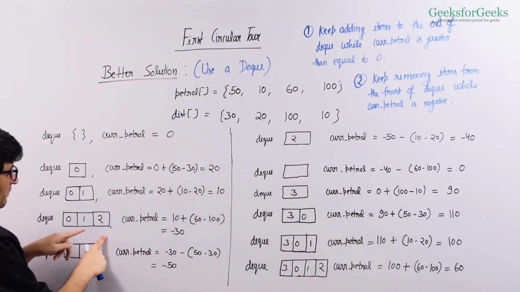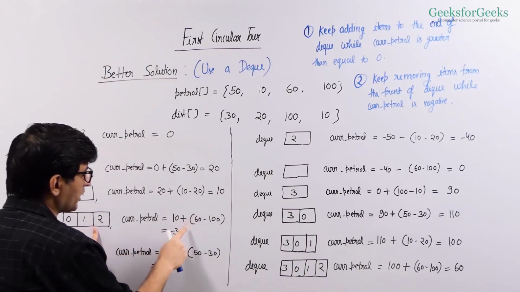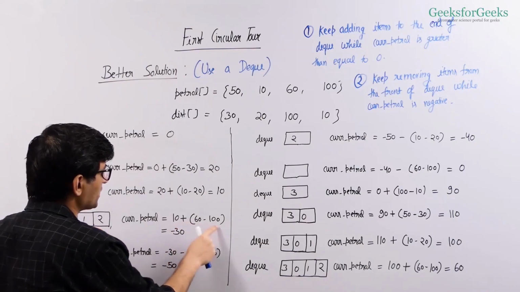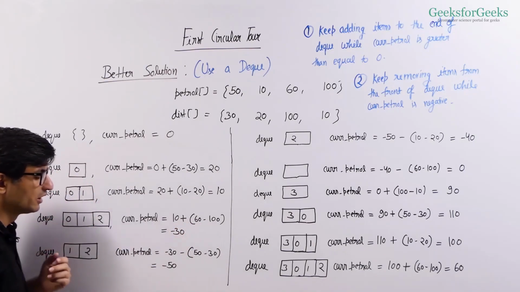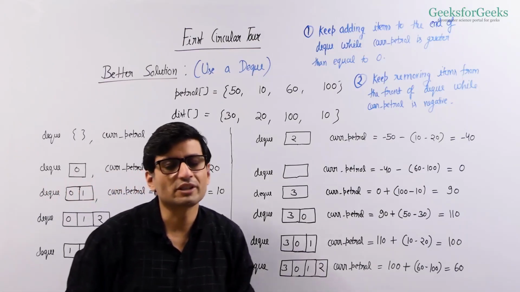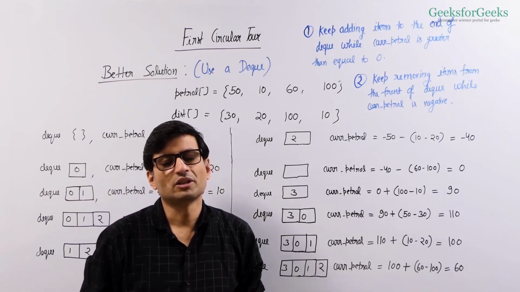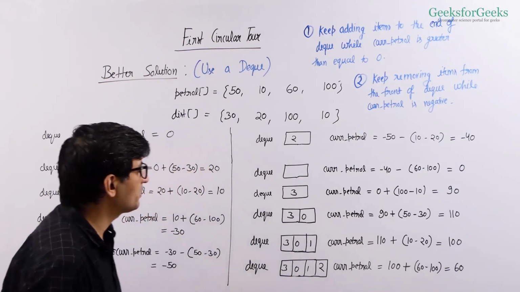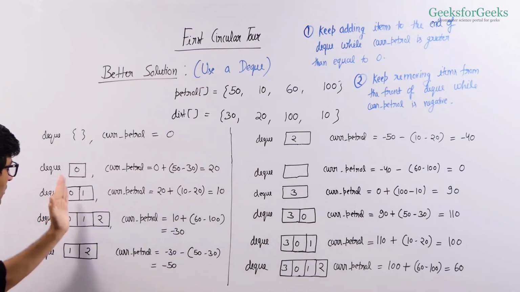So when you add this next petrol pump, you notice that your current petrol becomes negative: 10 plus 60 minus 100, which is minus 30. Since current petrol becomes negative, it's not a feasible solution. So what we do is, we start removing petrol pumps from the beginning of the DQ.